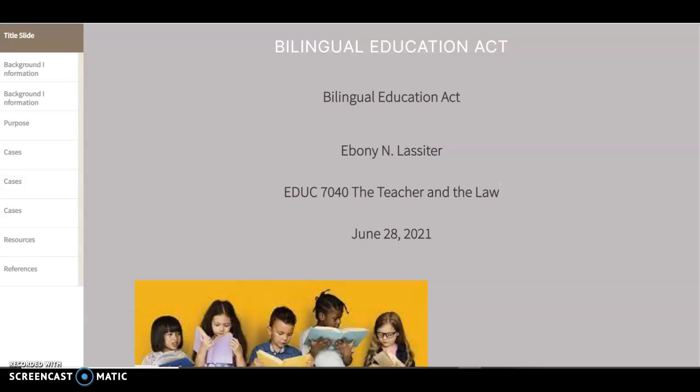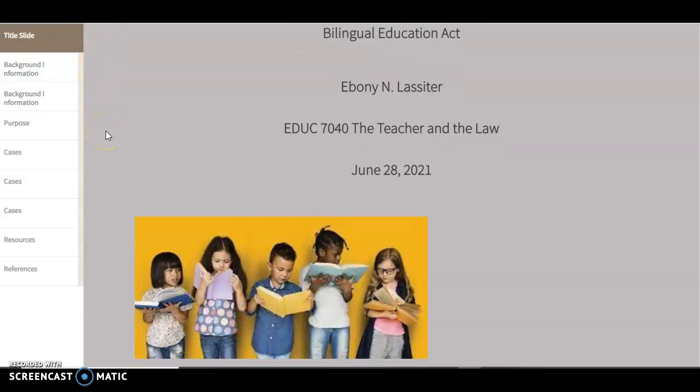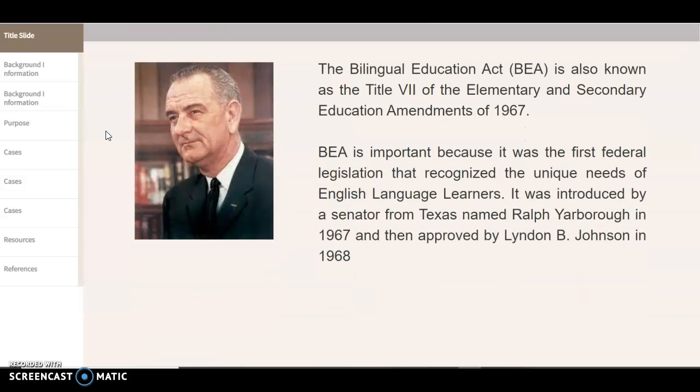My final presentation is on the Bilingual Education Act. I chose this topic because not only is it information that is necessary for my school, it's information that is necessary for classrooms across the country, as there is a rising number of students that speak English as a second language. So we will start with some background information.